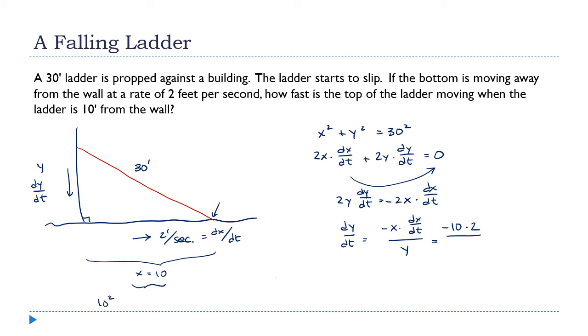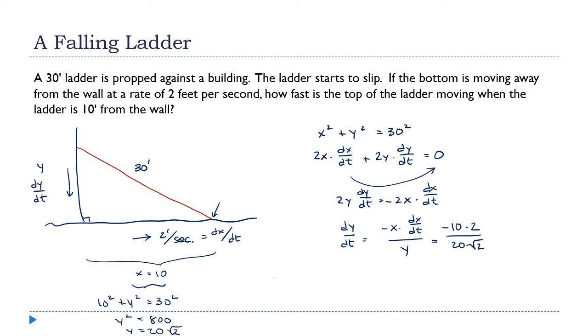10 squared plus y squared equals 30 squared. 30 squared is 900. 10 squared is 100. So this is y squared equals 800, which means y is the square root of that, 20 times square root of 2. That's the square root of 800 simplified. So I'm going to put 20 square root of 2 down here.